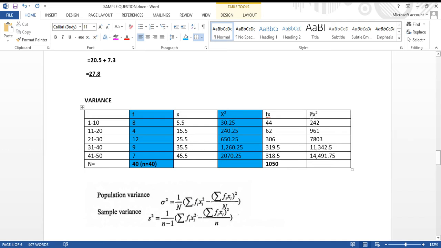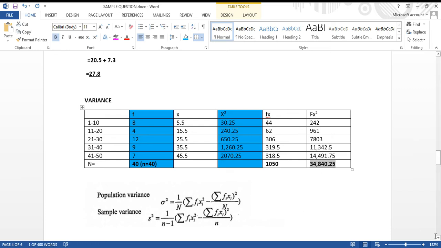So we'll find the total of this column. We're going to say 242 plus 961 plus 7,803 plus 11,342.5 plus 14,491.75, and we get 34,840.25. So these are the totals we needed.